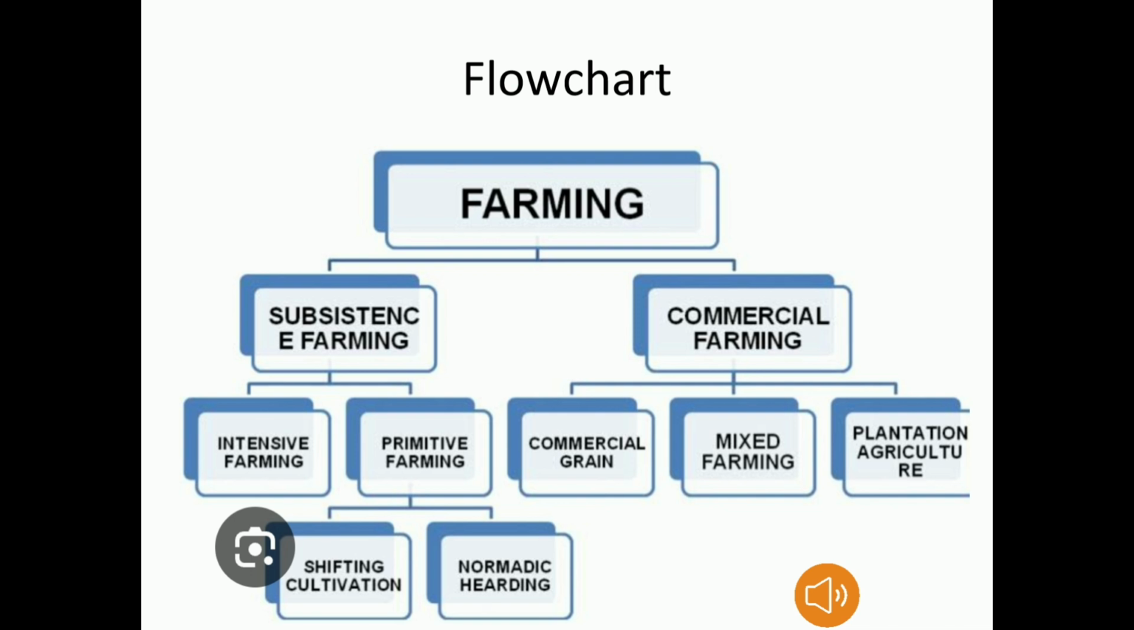The flowchart. In the flowchart, the title is farming. The farming has been divided into two parts: subsistence farming and commercial farming, and then there are subdivisions of subsistence farming and commercial farming as well.